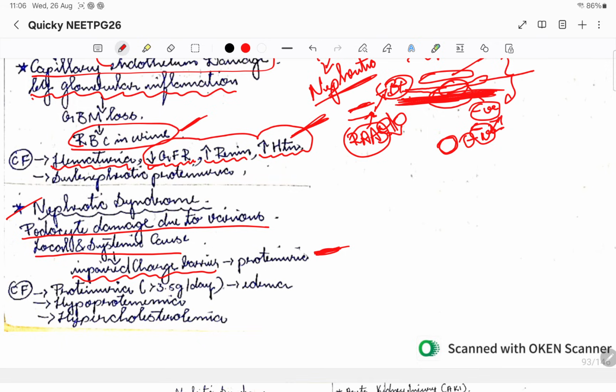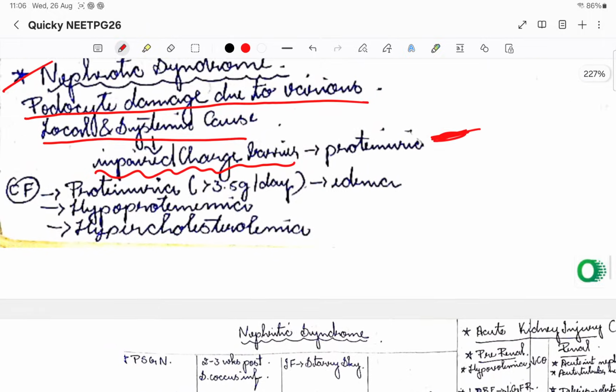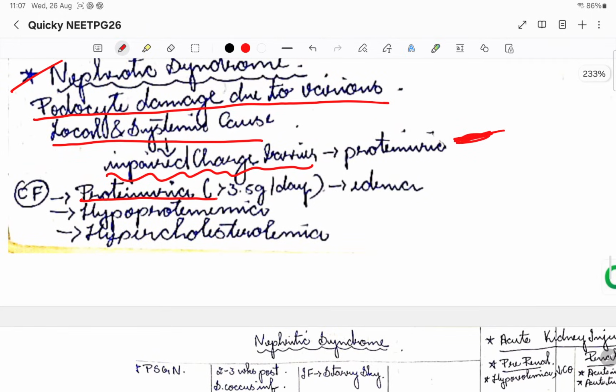So physics, basic physics, right, negative will repel the sodium. But if there is a loss of this negative charge in the GBM itself, so all the negative albumin can leak out. Because there is no repelling force, that is the basic pathogenesis behind nephrotic syndrome, okay. So the clinical features will be proteinuria, because all the protein, the albumin and all is getting leaked out.